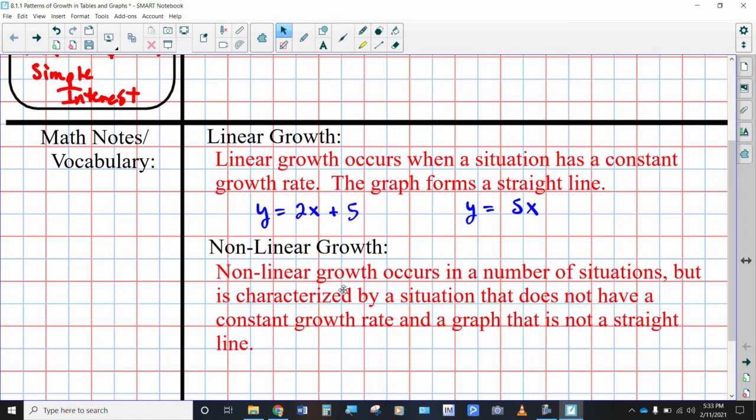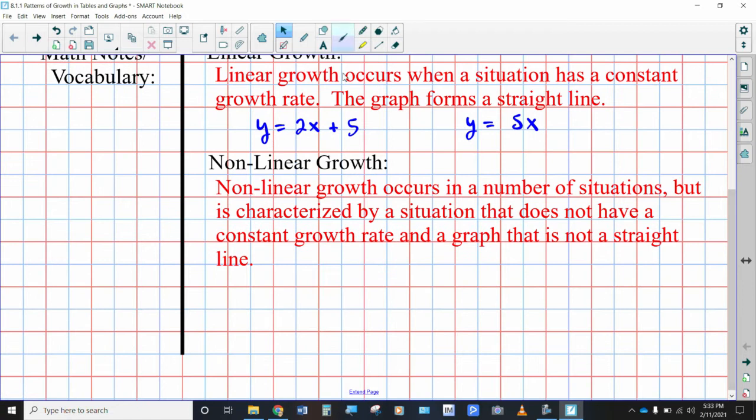So what is nonlinear growth? This occurs in a number of situations, but it's characterized by a situation that does not have a constant growth rate and a graph that is not straight. So an example of nonlinear growth would be y equals x squared. So if x is equal to 1, y is equal to 1. If x is equal to 2, this becomes 4. If that's 3, that's 9. So it's not going up at a constant rate. It's changing every single time. So this has an exponent. So sometimes nonlinear growth is exponential growth, which we will see what these graphs look like in detail in this chapter.